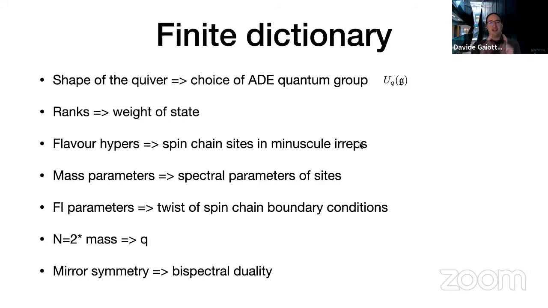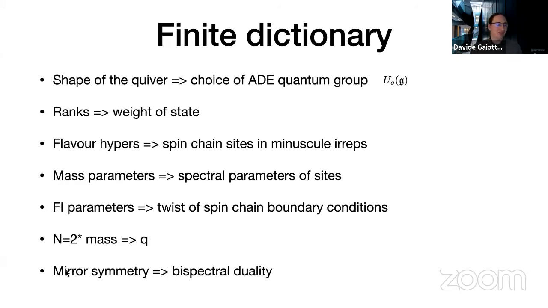The spin chain is a closed loop of spins, and the boundary conditions around the loop are controlled by the theta parameters of the gauge theory. And finally, something called the N equals 2 star mass, which breaks the supersymmetry, maps to the q parameter of the quantum group.